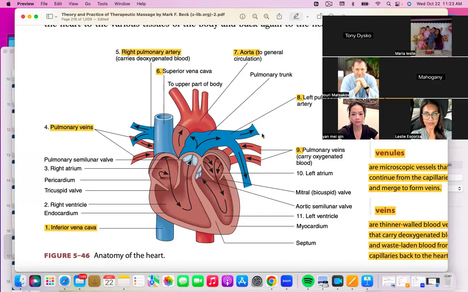Now we're going to see there's a left and there's a right because we have 2 lungs. We have a right side and left side and the same thing, okay? So this is where the deoxygenated blood is going to go to the lungs. Number 4.